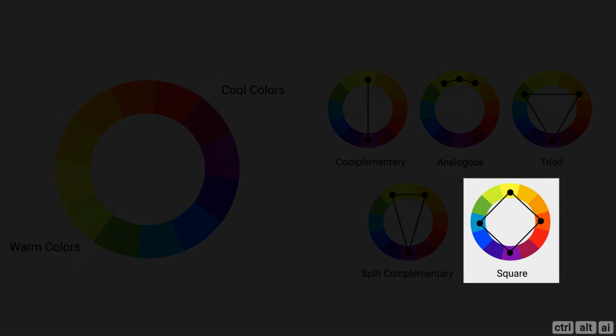A square color scheme is a color harmony that consists of four colors that are evenly spaced around the color wheel, forming a square. This color combination provides a rich variety of hues, offering contrast and harmony. Similar to split complementary color schemes, square color schemes also are used to create visually balanced and dynamic compositions.